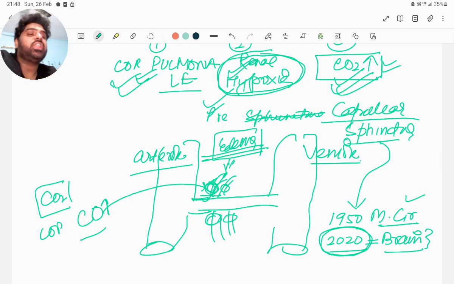So now they are taken seriously. So there are three causes for edema. One is cor pulmonale, the old concept. Second is renal hypoxia, and third is the increased CO2 leading to the relaxation of the pre-capillary sphincter, leading to edema.